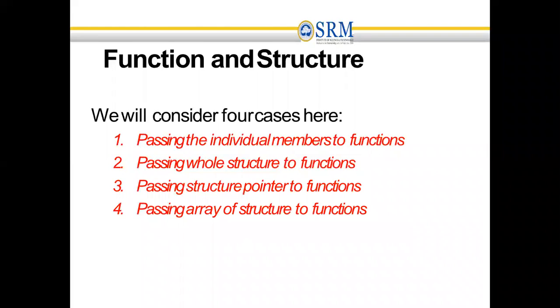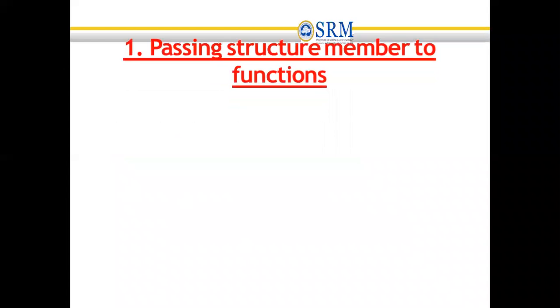So in this lecture, we will discuss these four cases of passing structure through different means to a function with examples. So the first case is what if we have to pass a particular member of a structure to a function.